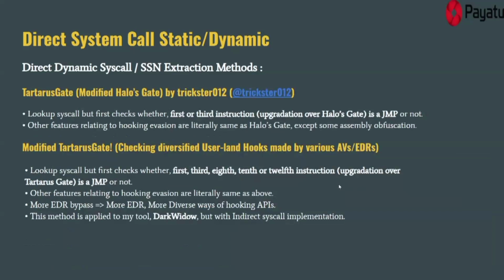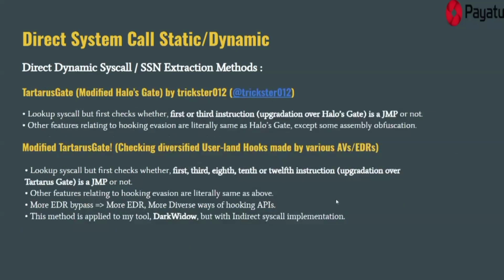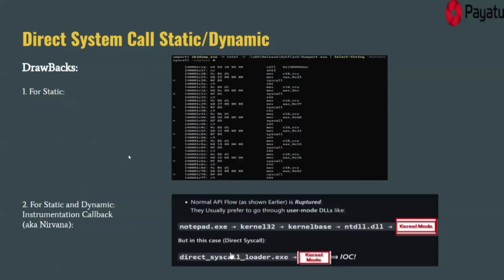NTDLL hooking. Another modified form of Halo's Gate comes next. The concept is the same, but you can see here that a jump instruction is present in the first position, whereas some EDRs place their jump instruction in the third position. To evade that, Tartarus Gate came into the picture. It checks the first position as well as the third position for the jump instruction to detect the hooking. Modified Tartarus Gate is also the same; it checks all the possible positions where EDR can place its hooks. This modified Tartarus Gate approach is present in my tool.